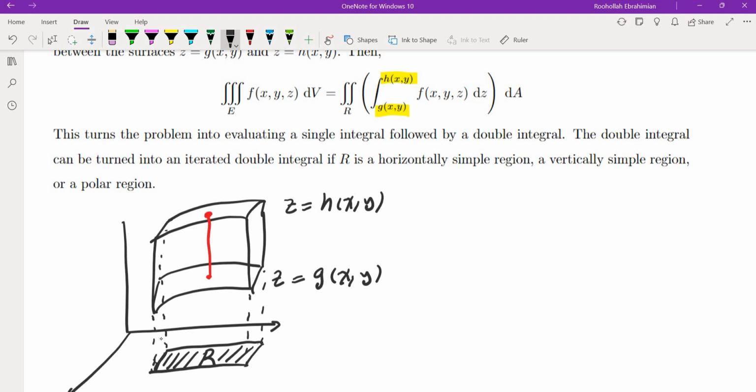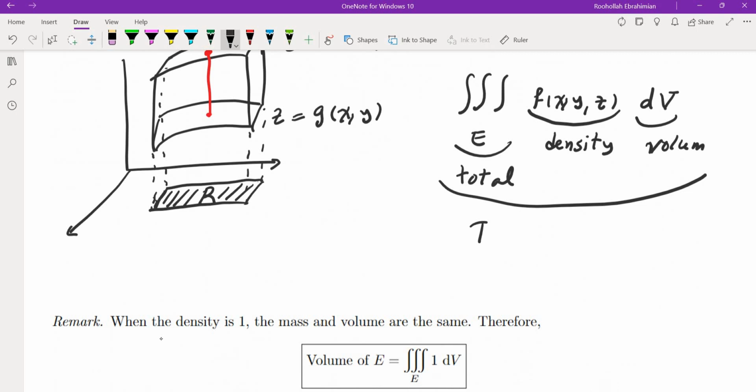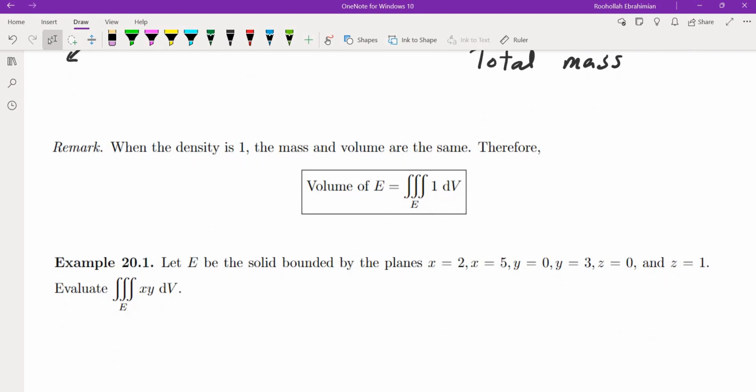And as we discussed, the triple integral over E of f(x, y, z) dV evaluates the total mass, because if this is density, when you multiply density by volume and then take the total, that gives you the total mass. We will do some examples on this, but before that, let's make a remark.